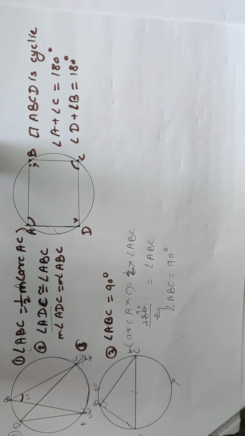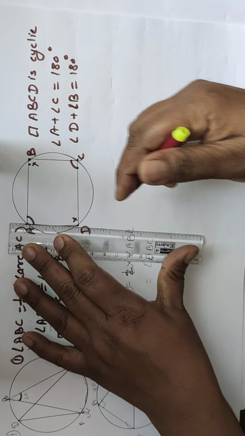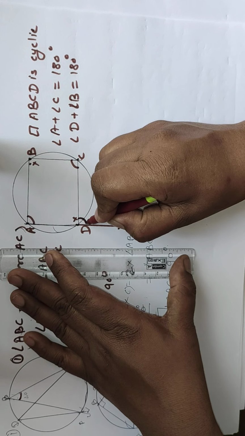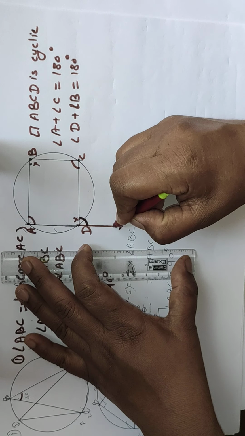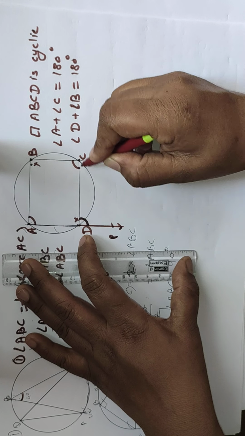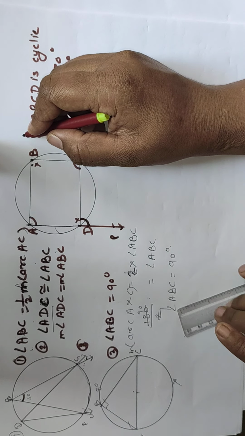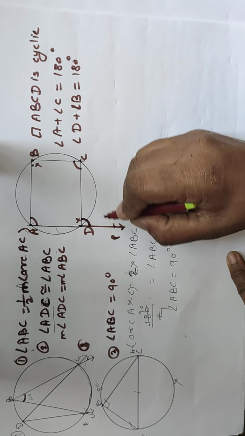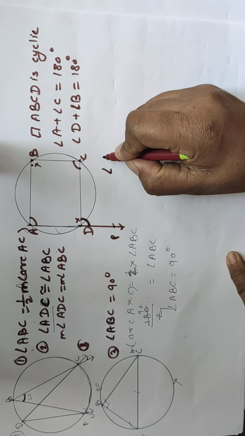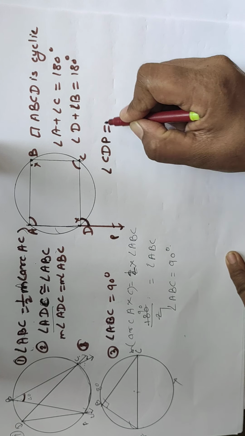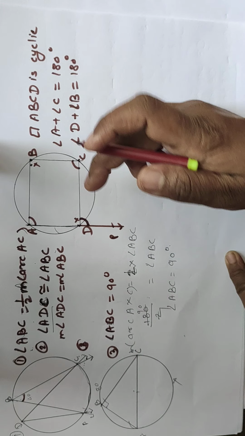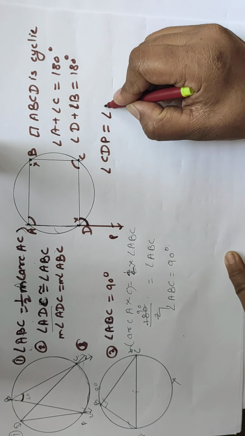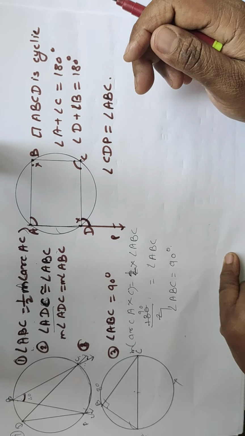Next point we see: the exterior angle of a cyclic quadrilateral is congruent to the angle opposite to the adjacent angle. Suppose this is our quadrilateral and this is the exterior angle, CDP. Which property is this? It is the 7th point. Angle CDP is equal to angle ABC. Angle ABC, we already studied this.